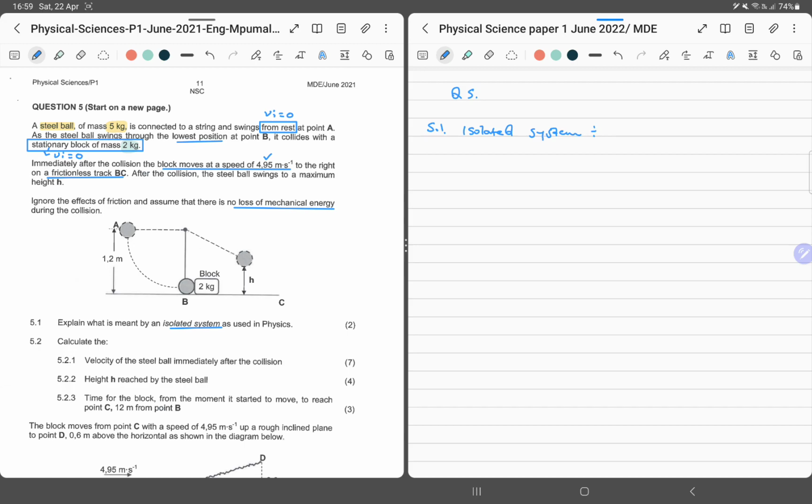An isolated system is what? We can just say it's a system in which there is no resultant force. Sometimes I don't like this part because it doesn't make sense. But in any case, that's what it means. It means the resultant force is 0. So that is the definition of an isolated system.